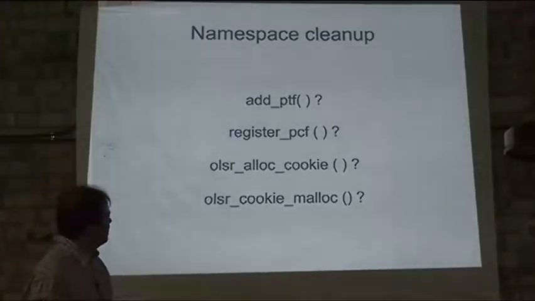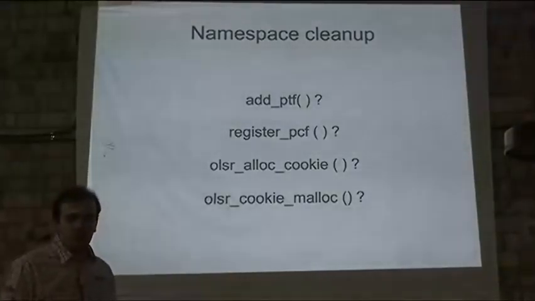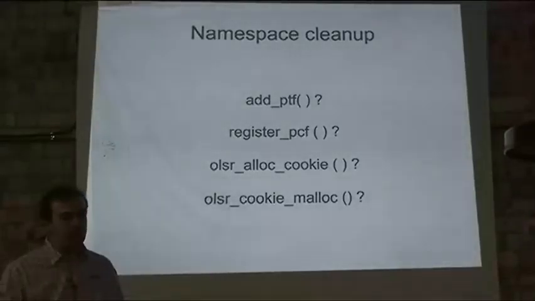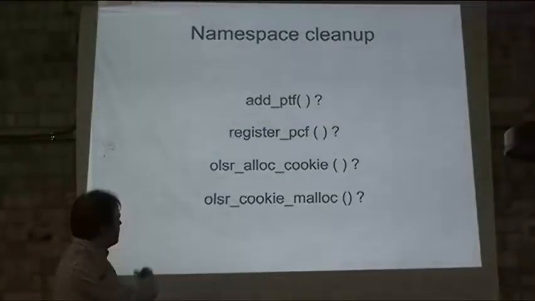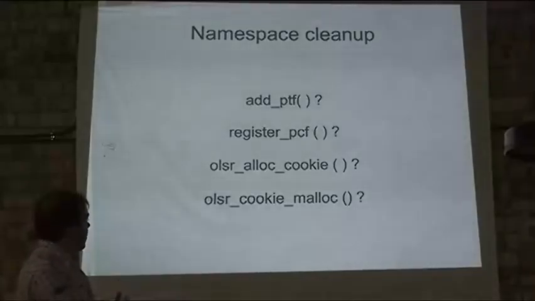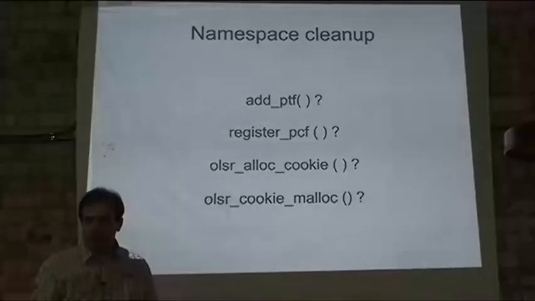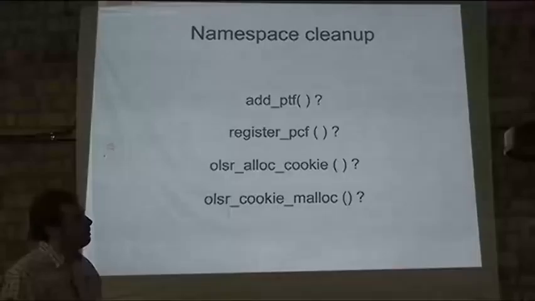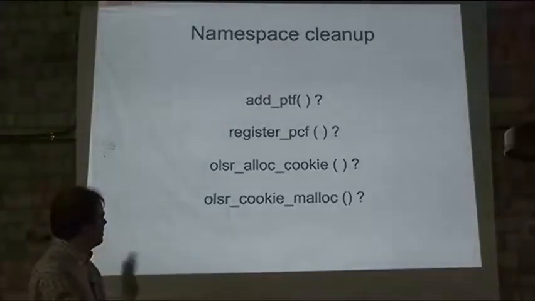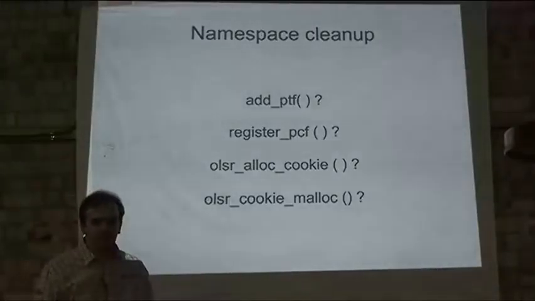And I think register PCF is something, an old event system of the OLSR, and you will be informed about changes of neighborhood topology, and the parameters are just 3 integers. And then we have things like this, OLSR alloc cookie and OLSR cookie malloc. I can tell you it's confusing as hell when you are used to automatic function name generation. You just type a few characters and say, okay, replace this, and most times you have the wrong one because they have really crazy names.